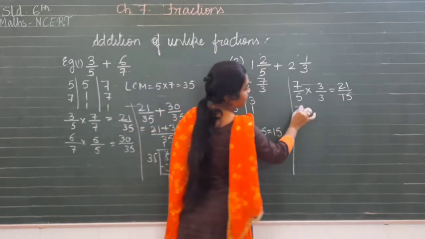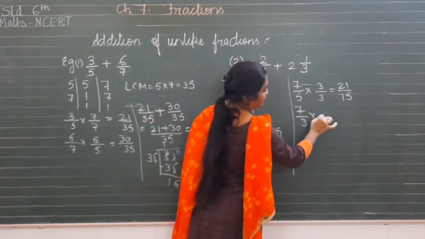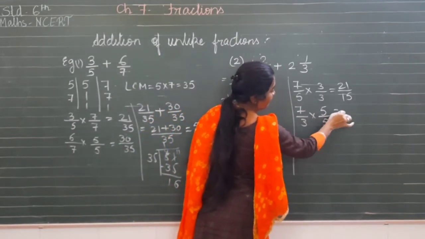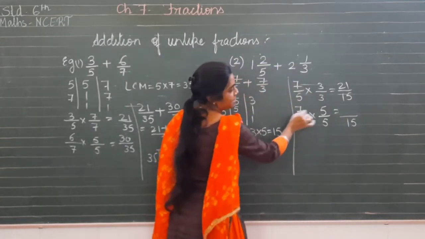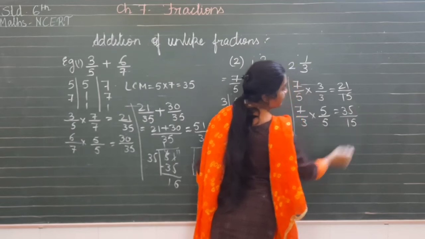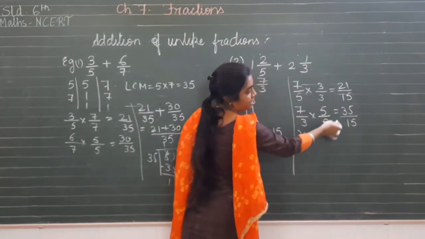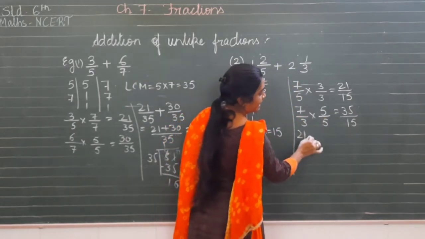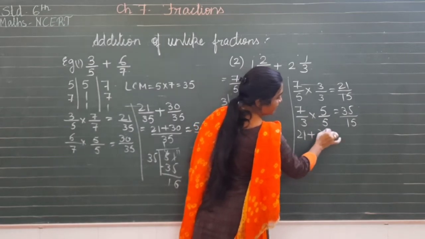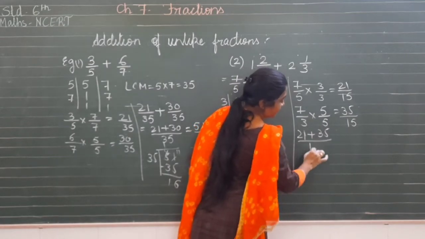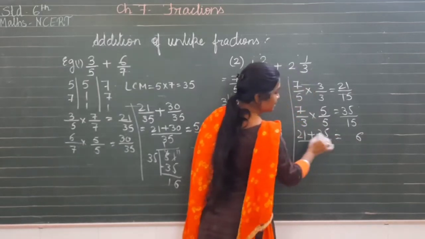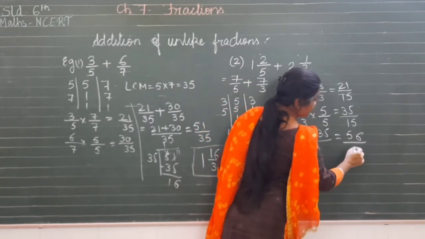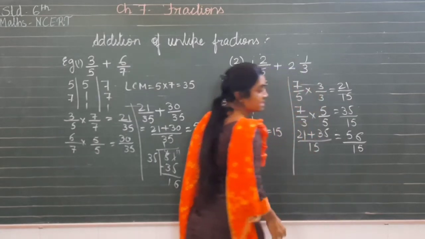Now let us take 7 upon 3. We will multiply it by 5 to make it 15. 3 5s are 15 and 7 5s are 35. Now we have converted into like fractions, so we can add them directly. 21 plus 35 upon 15 is 56 upon 15. This is an improper fraction.